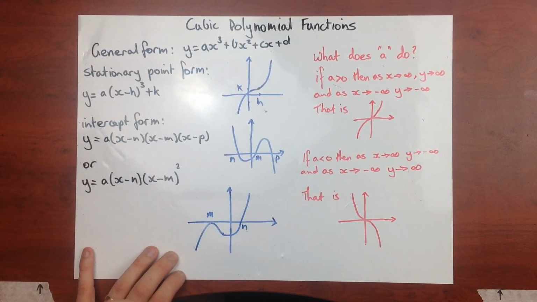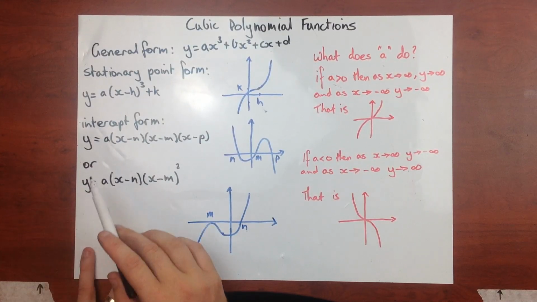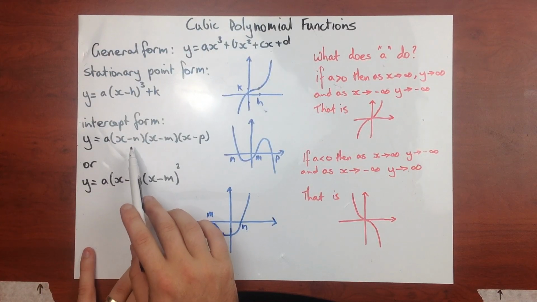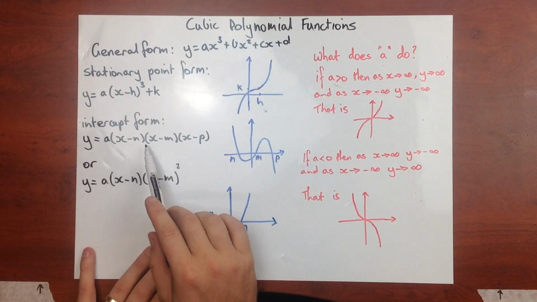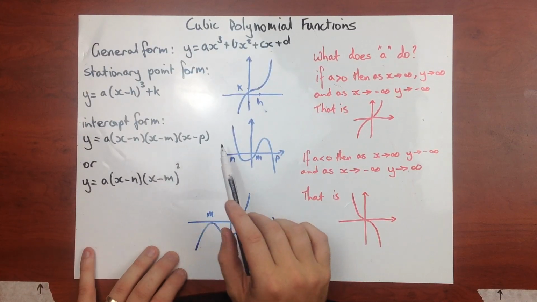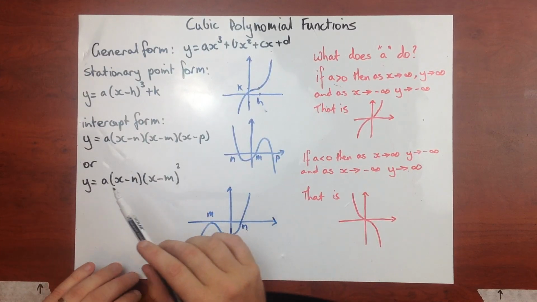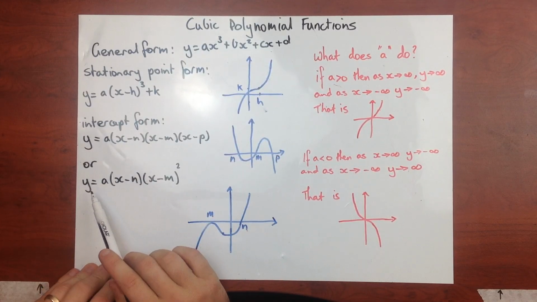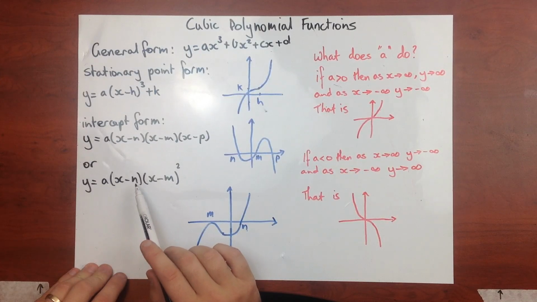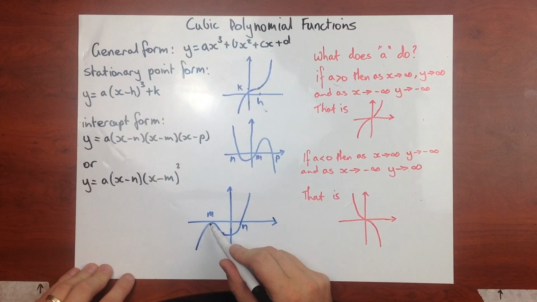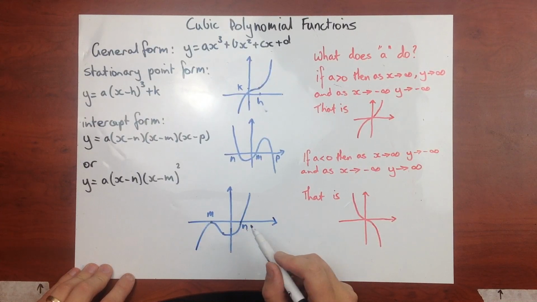For our intercept form, we've got a couple of different ways that we can do it. We've got y equals a outside of x take n times x take m times x take p, so we're going to end up with our three different intercepts there. Or we could have it as a outside of x take n times x take m squared, and what that's going to do is come up and touch the x-axis, so there'll be a turning point there. And then we'll have one other one.